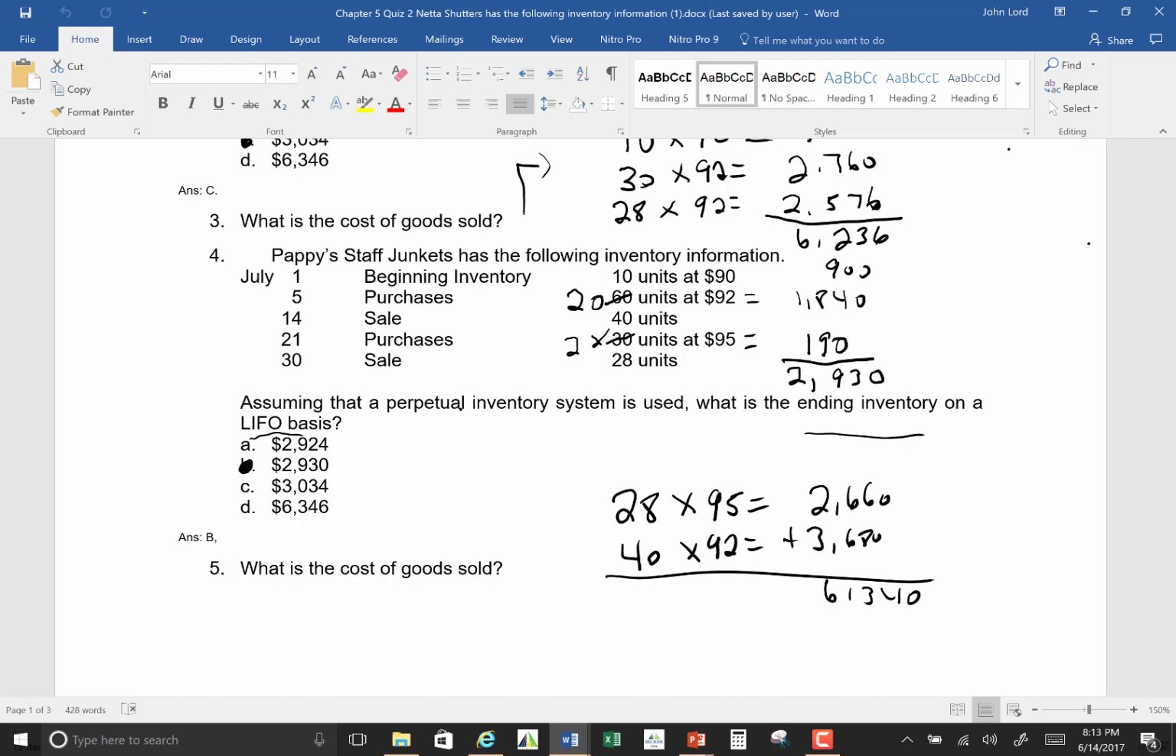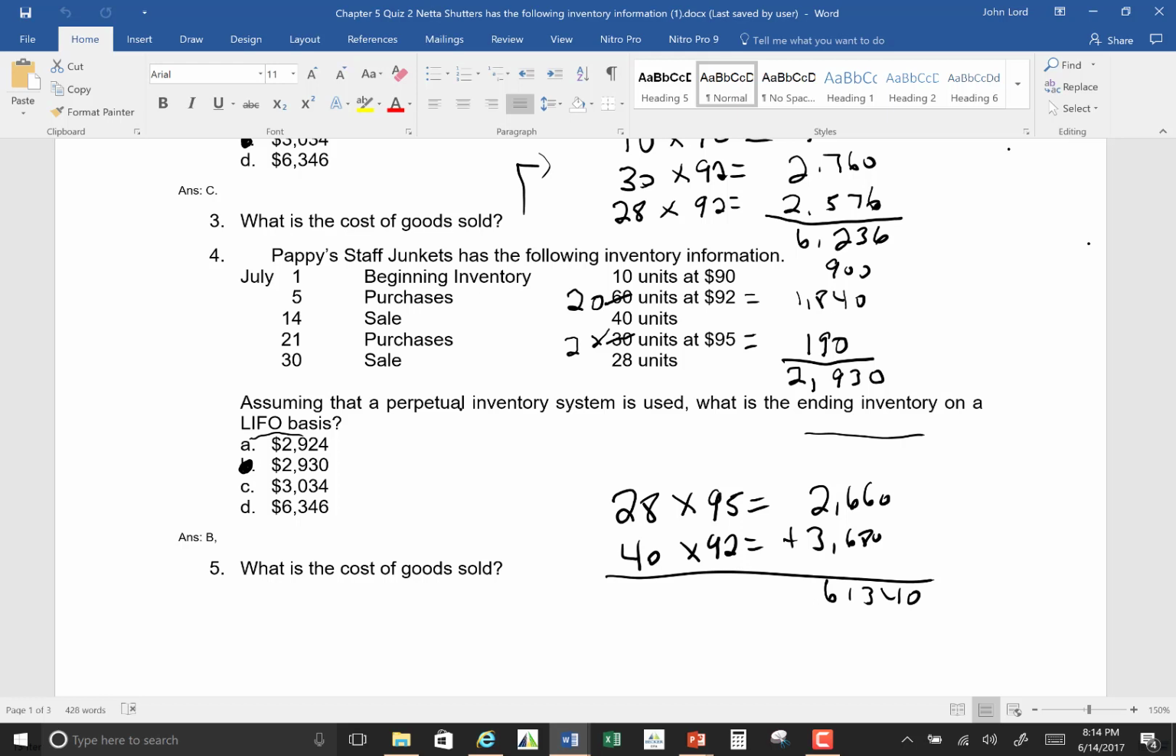What are these numbers? This is for the next problem? Oh, okay, sorry. I screwed myself up by putting this. What is the cost of goods sold, right? So I just typed that in. I used the same facts and I just typed in what is the cost of goods sold.